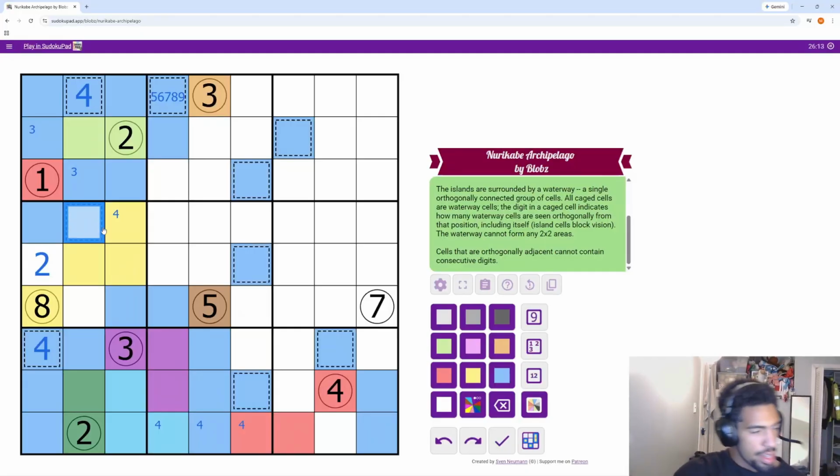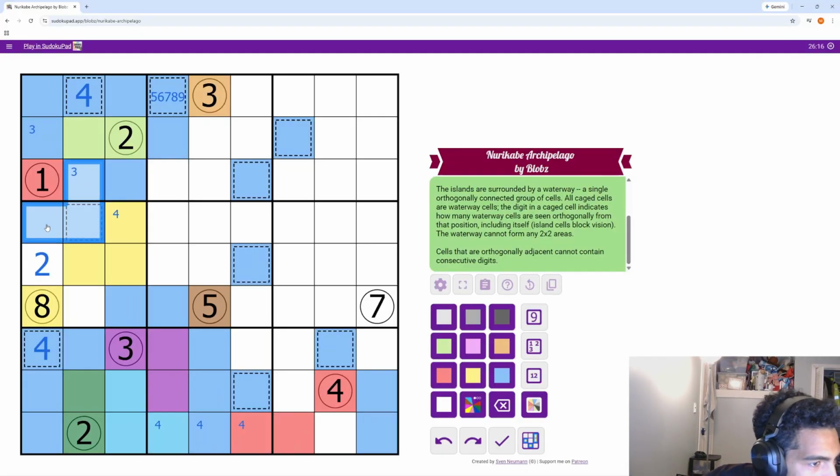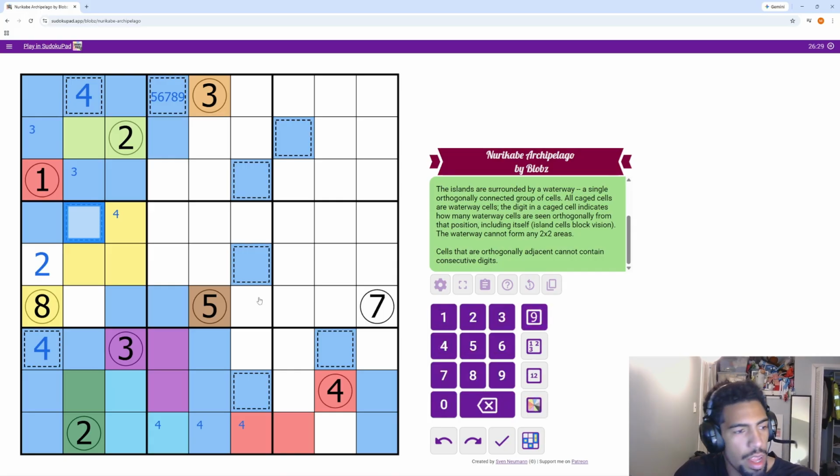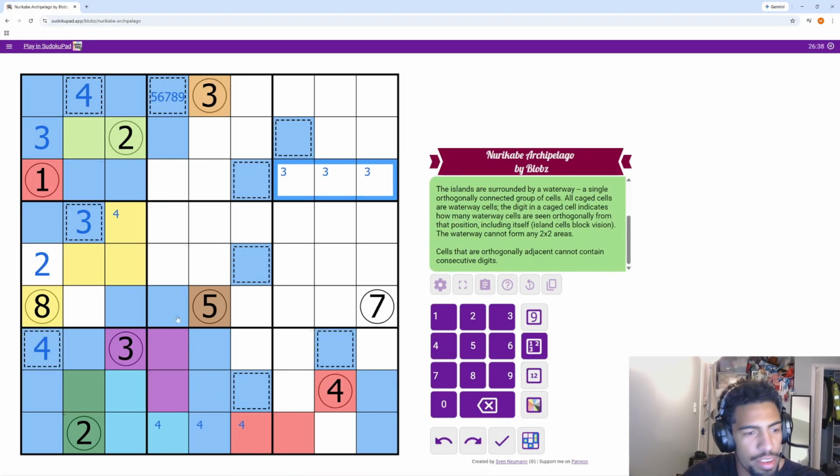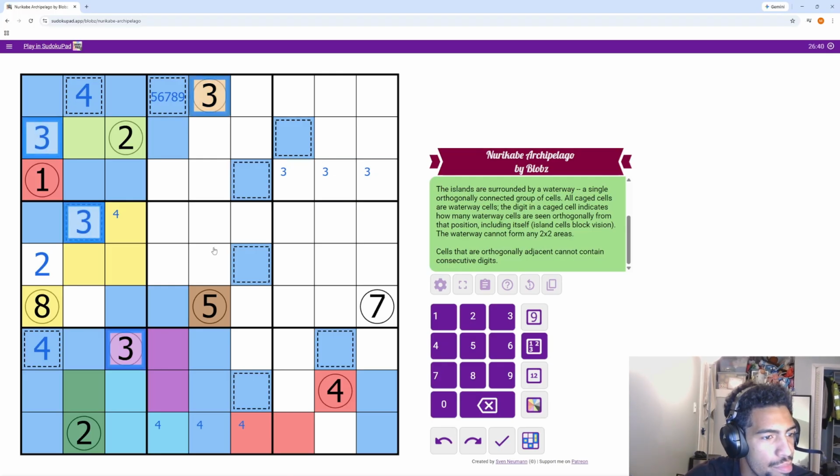But I now see that this cage cell has to have a 3 in it because it sees 3 orthogonally adjacent blue cells. And that's all it can see, knowing that these are all yellow. Right. So now we have another digit. This is going so much better than Isaiah's puzzle. So now I can pencil mark a 3 here, and I can... yeah, I think that's good.